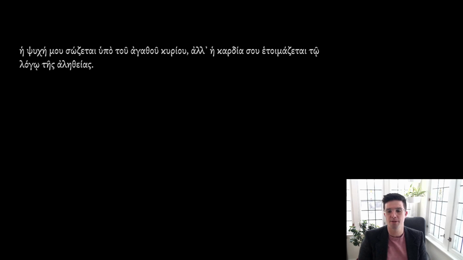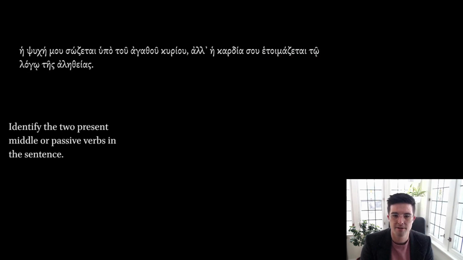And let's finish out with a couple of practice sentences here. As always, I'm going to give you this sentence, ask you to take a look at it, and answer some questions before I give you some scaffolding help with it. So what we have here is He suke mu sodzetai hupo tou agathou kuriou. All he kardia su hetoimadzetai to logo tes alethias. So the first thing I want you to do is identify the two present middle or passive verbs in this sentence. So see if you can figure out which ones are the present middle or passive verbs in the sentence.